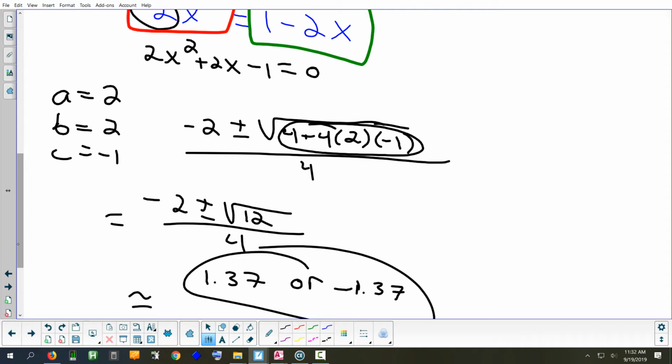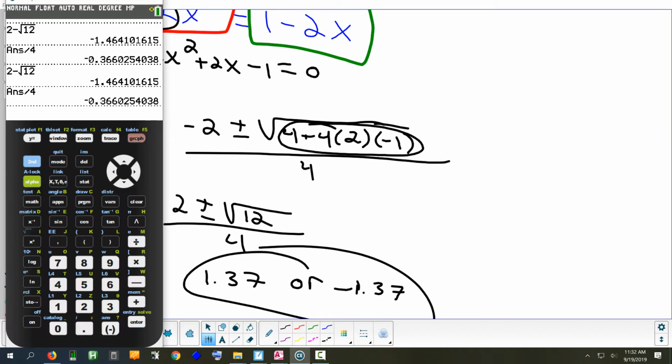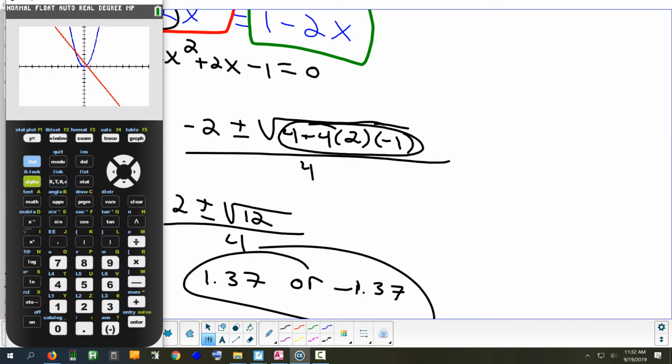So it says the x-intercept should be about negative 1.4. That's one that we got. And 0.4. Yeah, that sounds about right. Negative 1.4 and 0.4. So, yeah, if you look at the graph, that looks right to me. Negative 1.4. And let's see if that one is 0.4. So, second calc. It comes out to 0.36. Yeah, so the graph is matching what the book said.